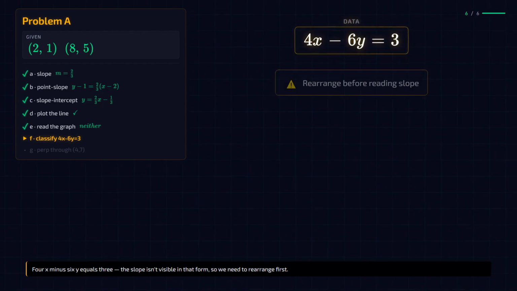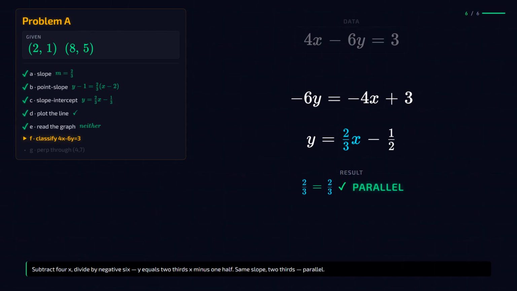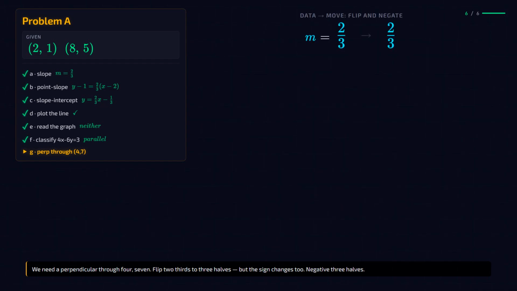4x minus 6y equals 3. The slope isn't visible in that form, so we need to rearrange first. Subtract 4x, divide by negative 6. y equals 2/3 x minus 1/2. Same slope, 2/3, parallel. We need a perpendicular through 4, 7.